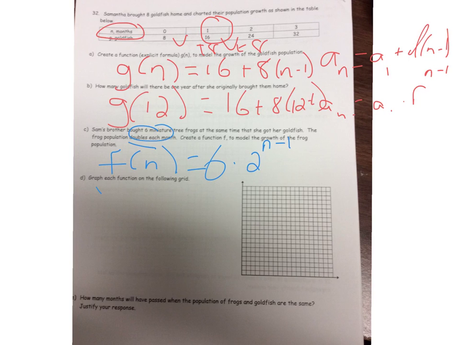How many months will have passed when the population of frogs and goldfish are the same? So that's when, again, they're going to be equal. I'm going to do this work up here. You're going to want to graph these two functions, your 16 plus 8 times n minus 1, and see when that is equal to 6 times 2 to the n minus 1 power. So that's what you're going to need to do, is graph them. Graph this line, graph this exponential function, and look for where they intersect.